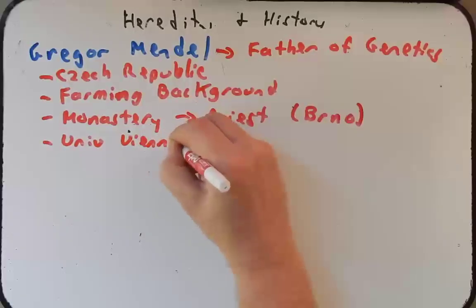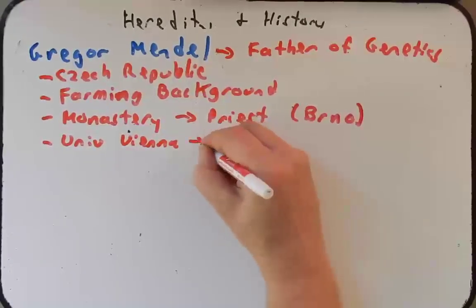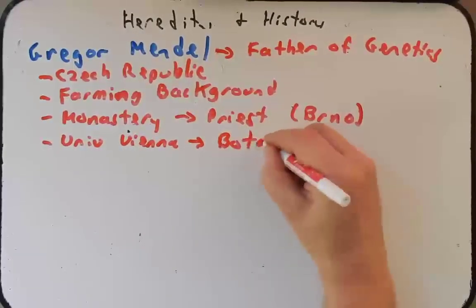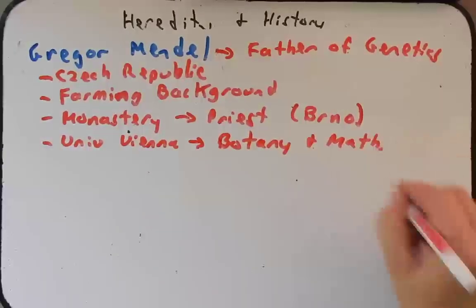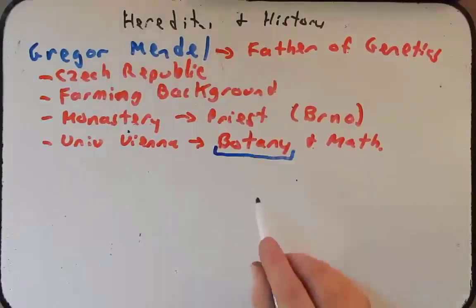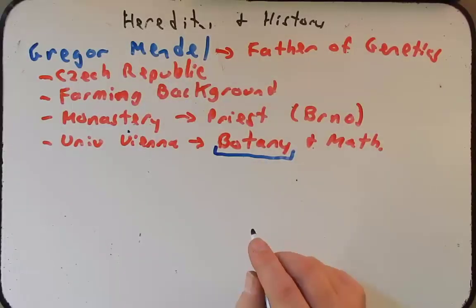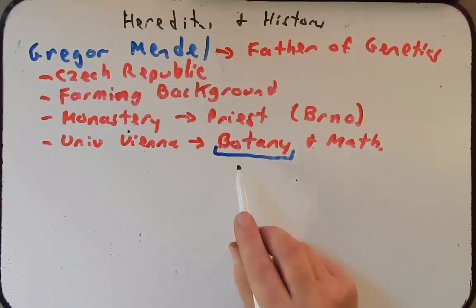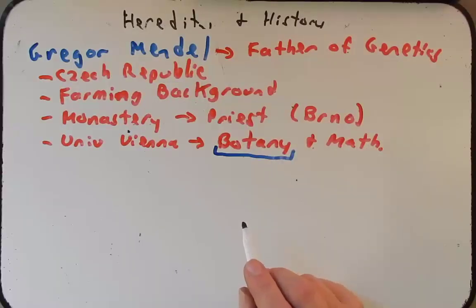And at the University of Vienna, he continued his passion with botany and math. He liked a lot of things, but he really liked botany and math. I think it's important to say something quickly about plant science. Sometimes we don't give it as much attention as we should, but it's important to know that many of the early geneticists were actually botanists. And much of what we know about genetics came from the study of plants.